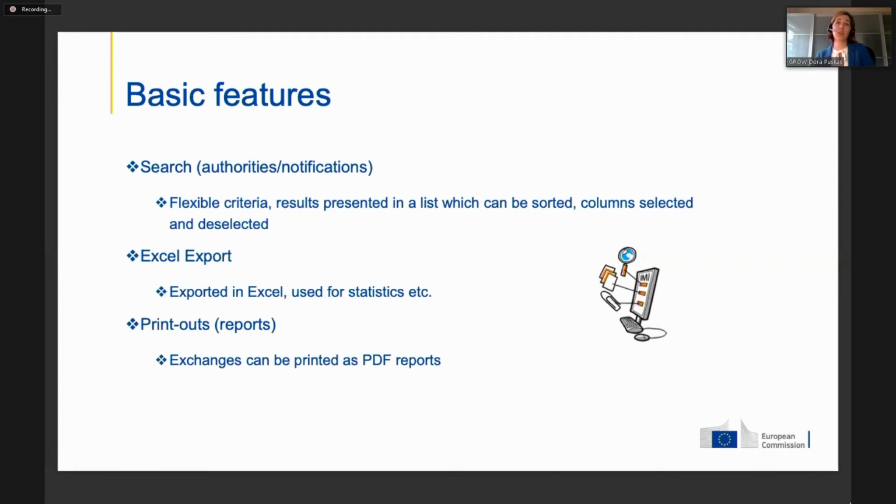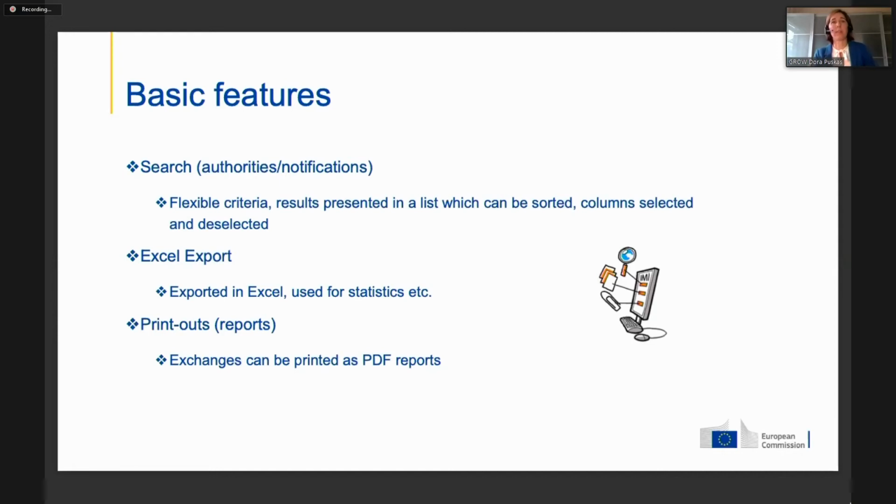underlining the search function, where you can easily search between authorities, notifications and requests, again depending on your access and your responsibilities. It is a flexible criteria. Once you get your results, they are presented in a list. This list can be sorted, and the columns can be selected or deselected. It's a very nice way of searching and will provide you with all the results you are looking for.